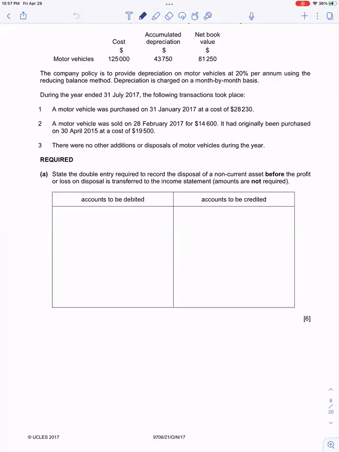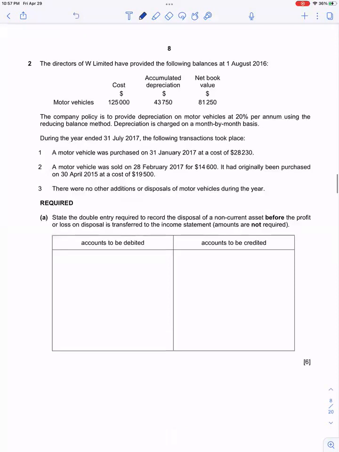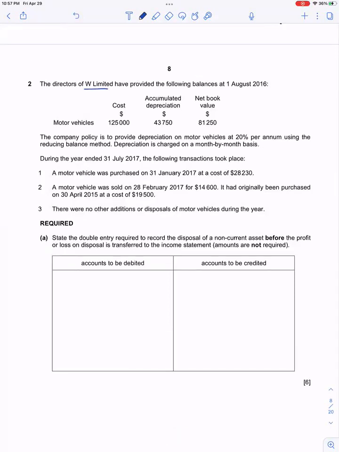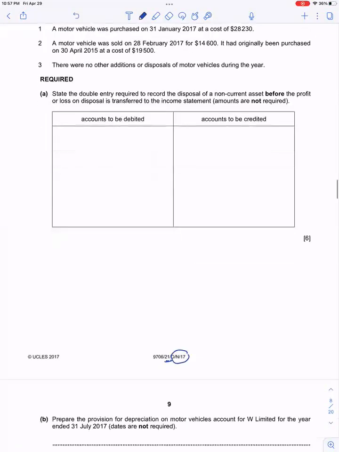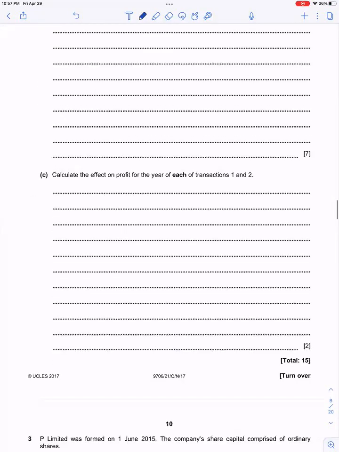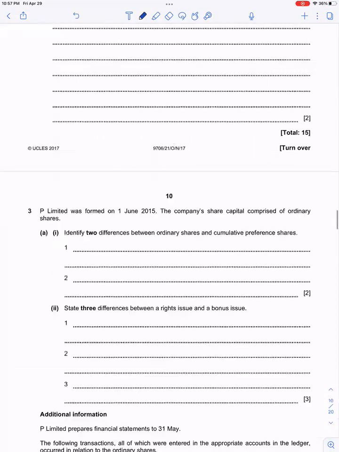Okay. So we are basically doing October-November 2017, Paper 21. Depreciation sum, W Limited. Are you with me? Yes, sir. Okay. We will read the question and first we will see what we have to prepare, and accordingly we will prepare our own working notes. First is the journal entries required to make the disposal. Second, provision for depreciation. Third is effect on profit.